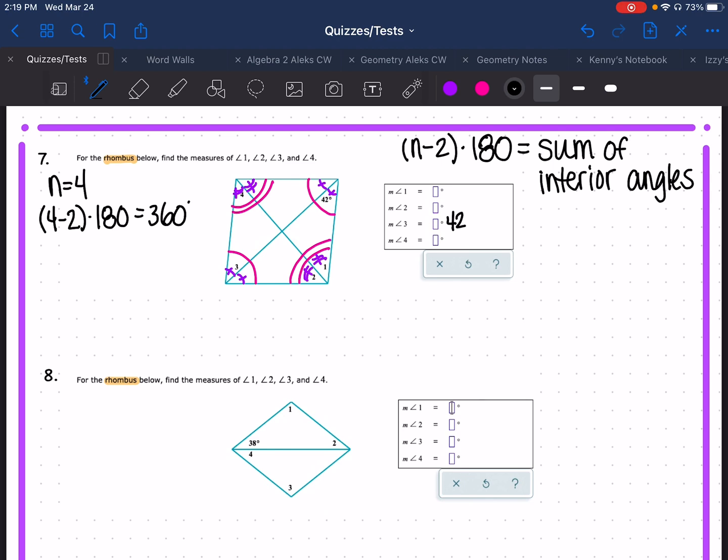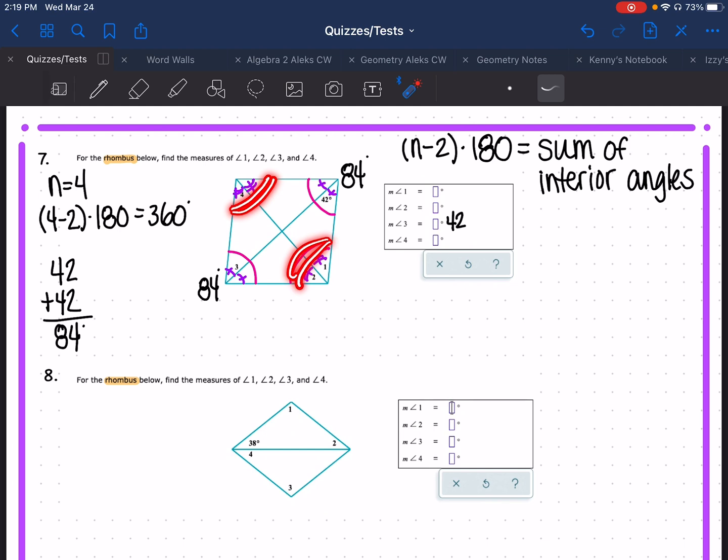I'm going to go ahead and add 42 plus 42, which is of course 84. And that means that this angle here in the corner is 84 degrees, as is this angle here in this corner. They're both 84 degrees. I'm now going to use my 360 to help me figure out what those other two angles are, what this angle and this angle are.